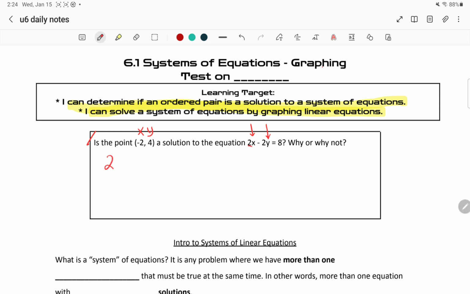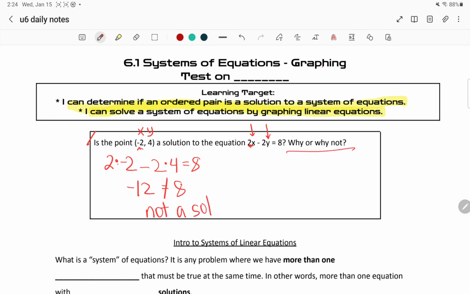There's that 2. When there's nothing in between the 2 and the x, that is multiplying. So I'm multiplying 2 times the x value, and my x value is -2. Minus 2, and my y value is 4, so 2 times 4. And I'm saying that equals 8. When I simplify, I get -12 equals 8. -12 does not equal 8. Because of that, this is not a solution.